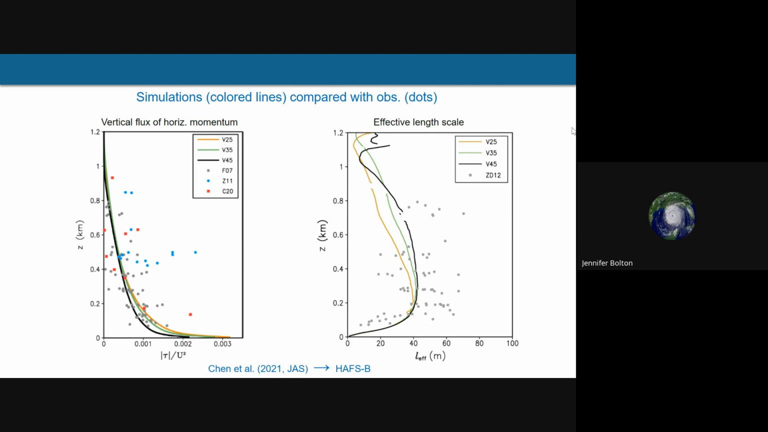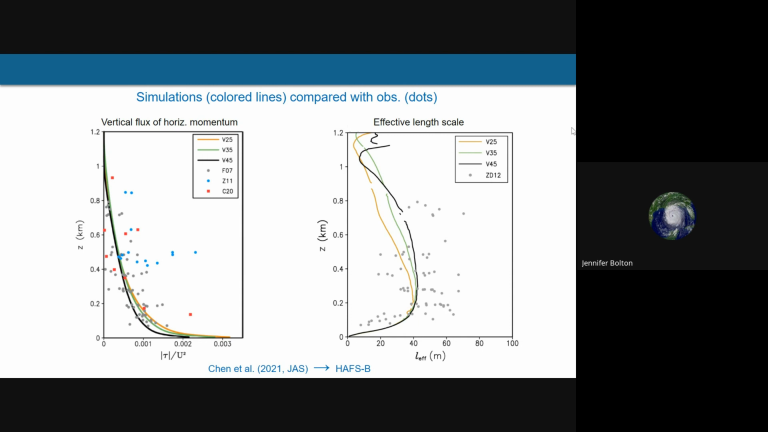And on the right is analysis of effective length scale, turbulence length scale. And from these numerical simulations, which are again in the colored lines, we were able to make some adjustments in the HAFS model. I think it actually went into HAFS B this year. You can talk to maybe Andy about exactly what went into the modeling system.